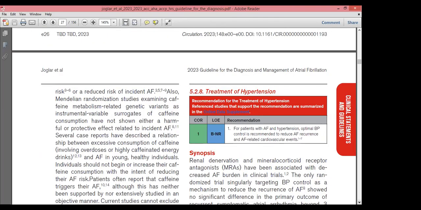Then, for treatment of hypertension in patients that have AF, they recommend a class 1 recommendation. They recommend that in patients with AF and hypertension, optimal BP control is recommended to reduce AF recurrence and AF-associated cardiovascular risks. From some randomized controlled trials, they found that a single elevated BP measurement actually increases the risk of stroke in patients with AF by 50%. So they advocated that BP control should be optimal in patients that have hypertension coexisting with AF. So this is a class 1 recommendation.